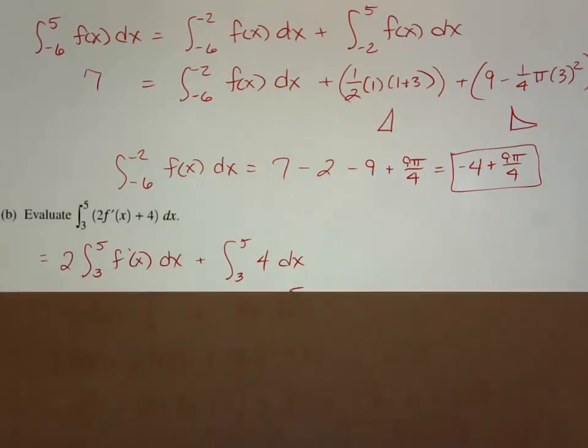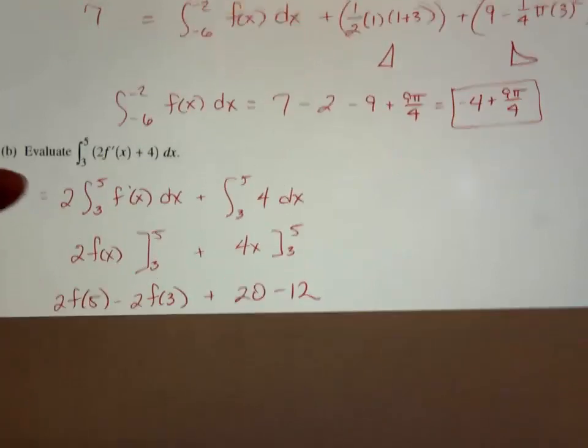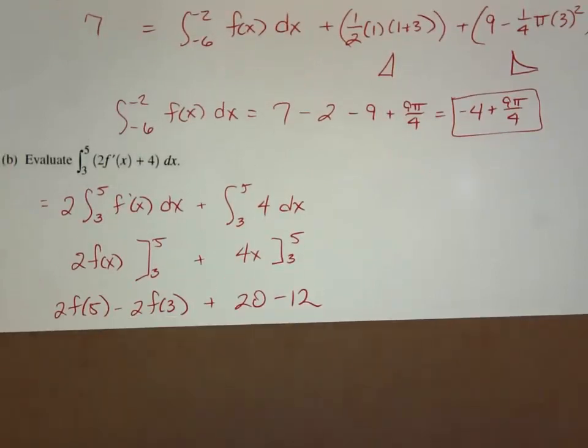So when you pull the 2 out, you're pulling it just out of the f prime, and then I have the integral from 3 to 5 of 4. The 4 could come out now, but it can't come to the very front. So the antiderivative of f prime is f, and the antiderivative of 4 is 4x. So this becomes 2f of x from 3 to 5, 4x from 3 to 5. Then you start plugging in your values. 2f of 5 minus 2f of 3 plus 20 minus 12.